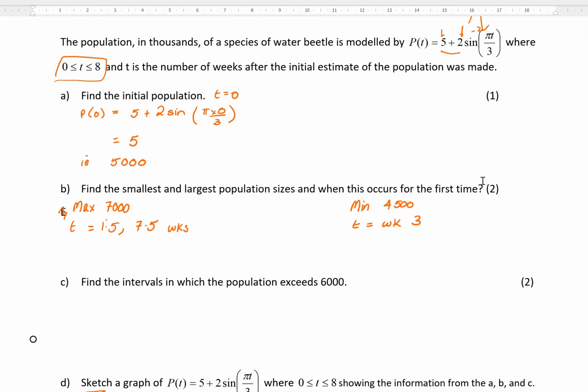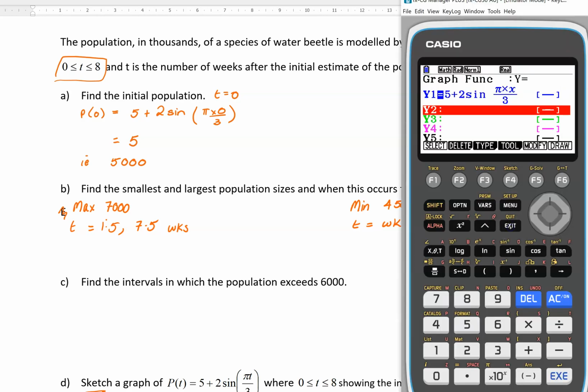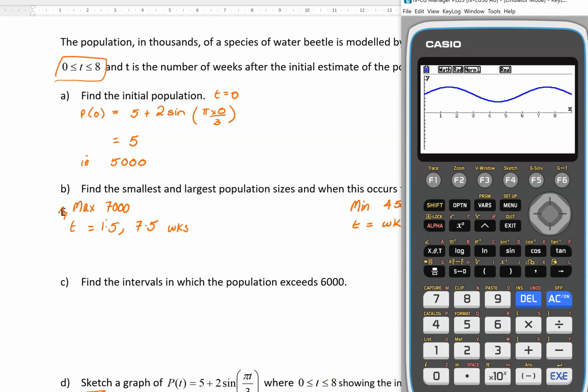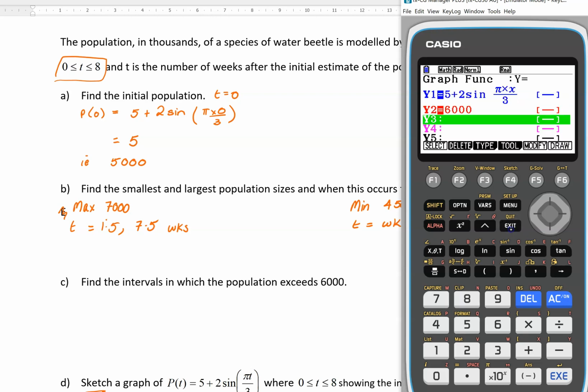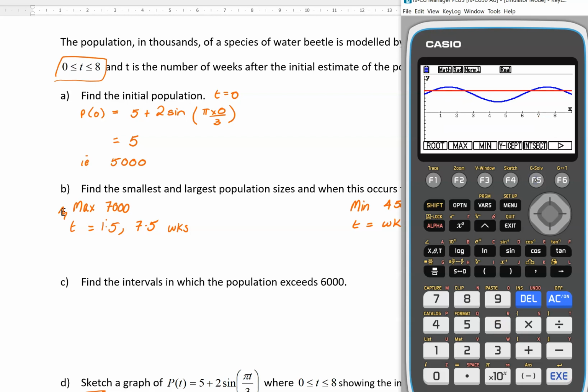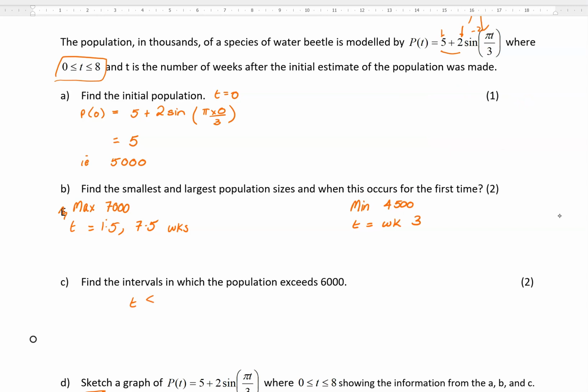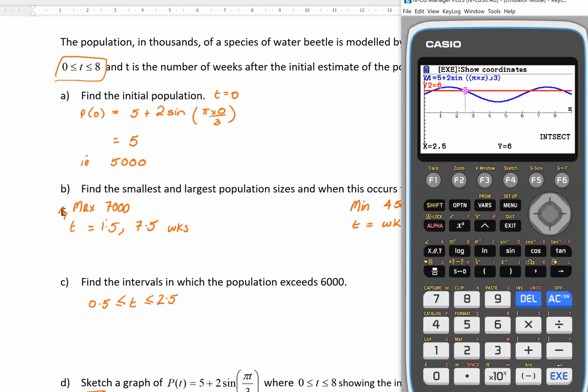Find the intervals when it exceeds 6,000. I'm going to exit that, and I'm actually going to type in 6,000 as my horizontal. Oh, nothing happened, and I go, of course, because it's not 6,000, it's 6. Okay, G-Solve intersection, so we'll write down between 0.5 and 2.5. We'll write that between 2.5 and 5 using nice maths notation, and also between 6.5 and 8.5.